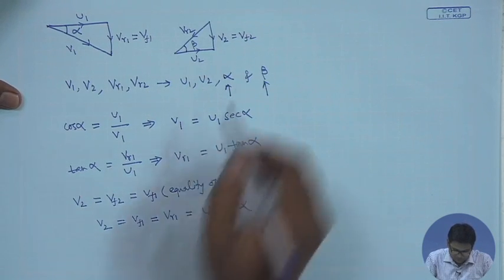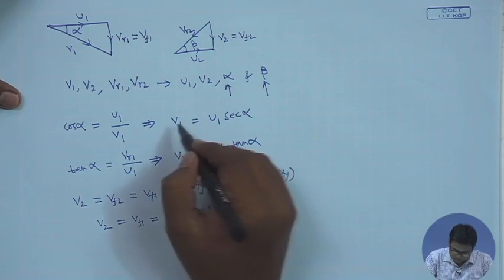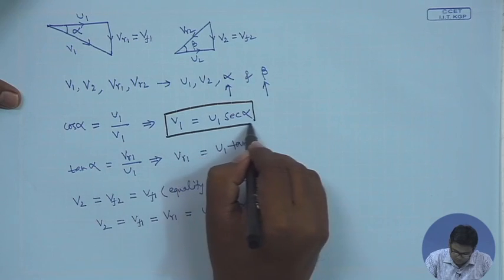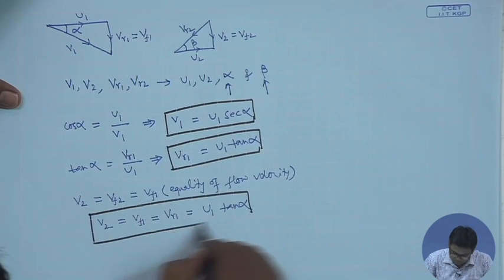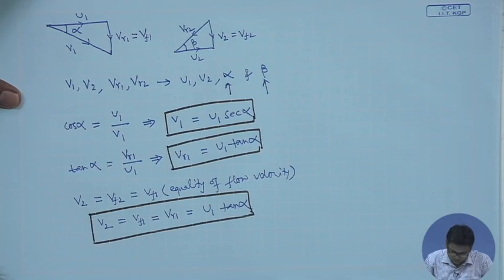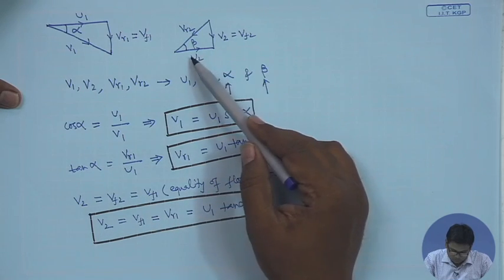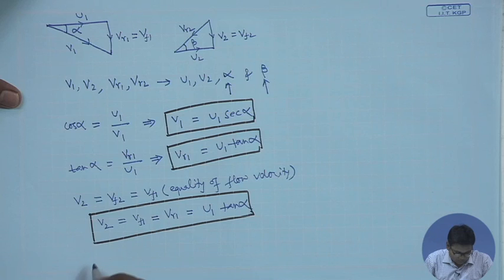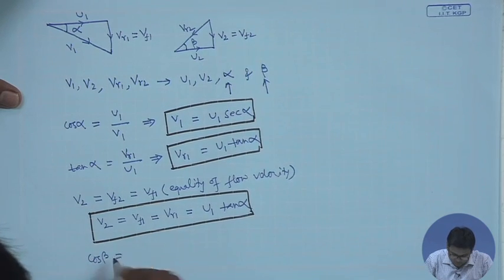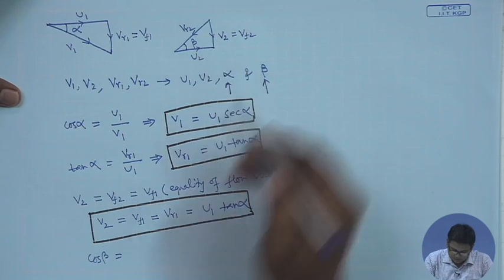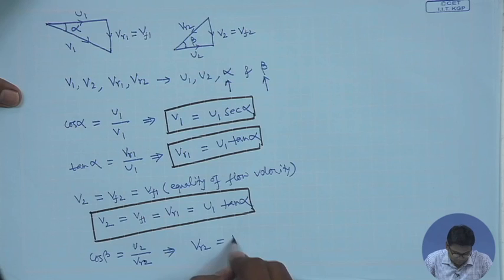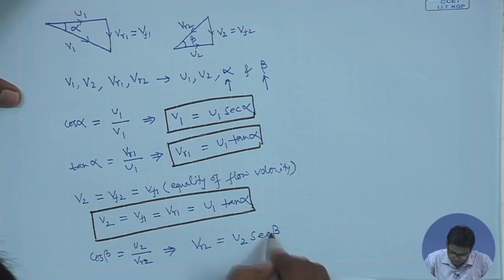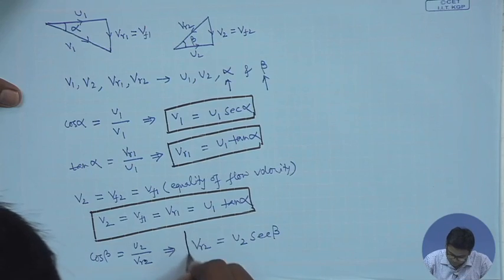Now, till now we have expressed V1 in terms of u1 and alpha, Vr1 in terms of u1 and alpha, and V2. So now we have to express Vr2 in terms of u2 and beta. So cosine of beta can be obtained from this velocity triangle as u2 by Vr2. This gives Vr2 equals u2 sec beta. So all the four quantities are now obtained.